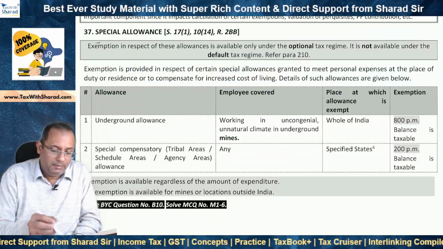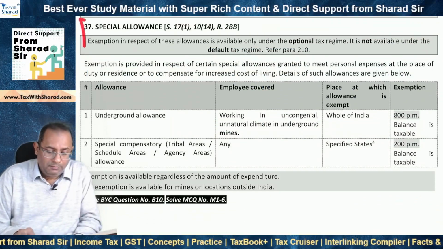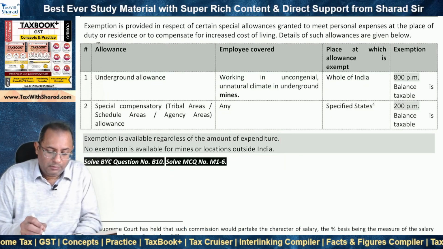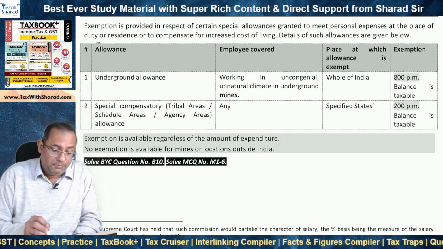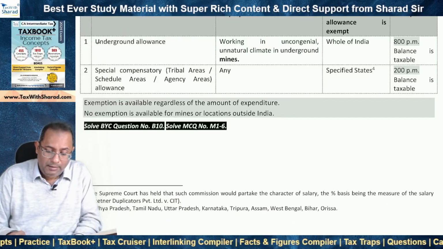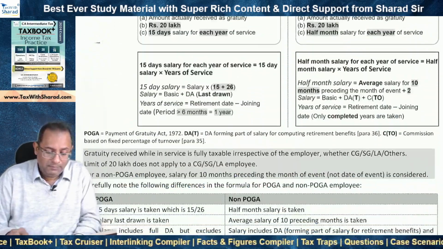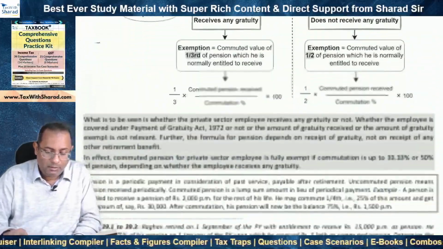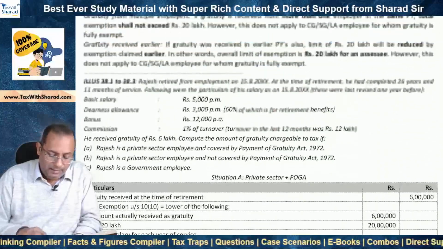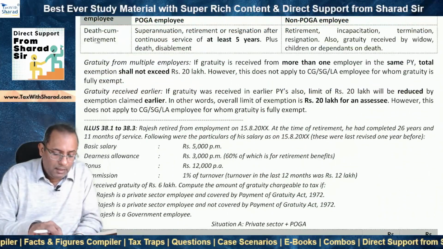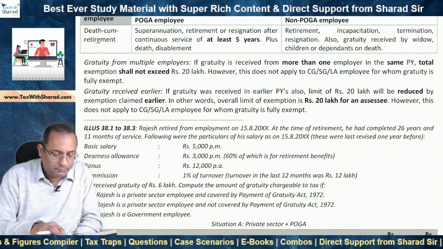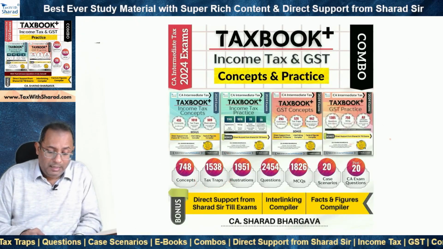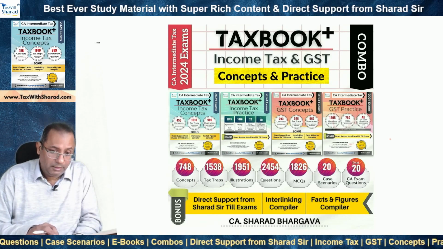So for example, in terms of special allowances, there are 2 tax traps. Exemption is available regardless of the amount of expenditure. No exemption is available for mines or locations outside India. So these are some of the common mistakes which students commit. See all these tax traps. So there are lots of tax traps spread across the whole book. And as I said, how many tax traps are there in all? So there are 1538 tax traps across income tax and GST. That's a whole lot.